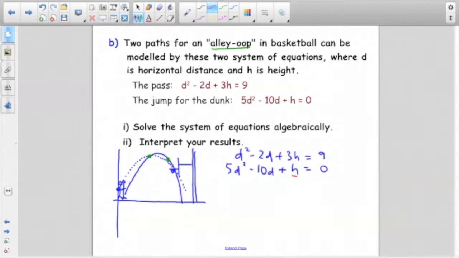So this is a positive 3h. So if we multiply this by negative 3, this whole system, we're going to create a negative 3h. So we have negative 15d squared. And we have positive 30d minus 3h equals 0. And the other one we don't have to touch. So just bring it down.